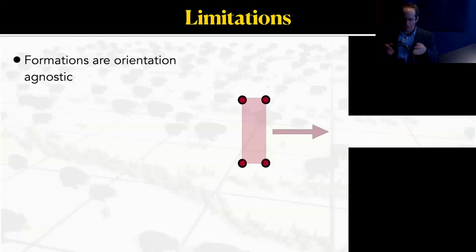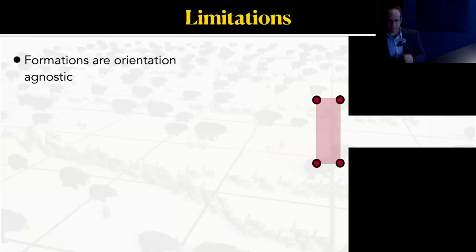So our method has several limitations. I'm not saying we're perfect, but first of all, right now our formation is orientation agnostic. For example, imagine the group is going towards this kind of opening. We didn't add support, we didn't have time, so it doesn't know it has to pivot to enter that area.